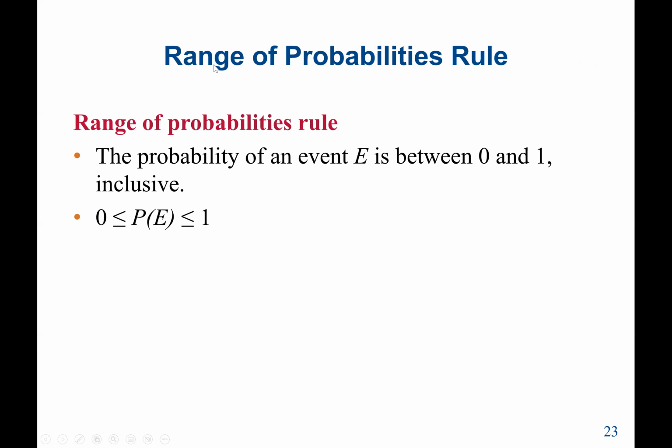Now we start with the probability rules. First, the range of probability. We always say that probability values will always be between 0 and 1. When we say the probability of an event is 0, that means it will never happen. And when we say the probability of an event is 1, that means we are 100% certain that it will happen. Between 0 and 1, it can be 0.5, 0.3, etc. So we say the probability of an event E can be greater than or equal to 0, but must be less than or equal to 1.